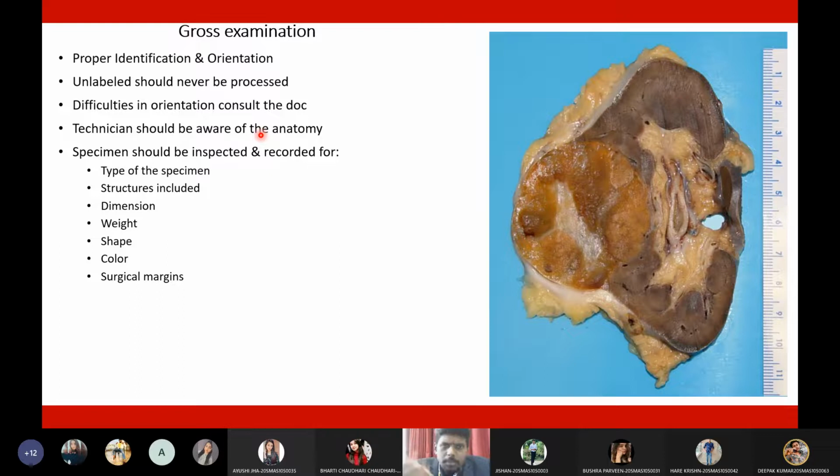Then our grossing technician or technologist will go on to record the following features. First is the type of the specimen. Is it fresh? Is it decomposed? Is it necrosed? You will write the type of the specimen. Then you will write the structures included in the specimen. What structures does the specimen have? If they said uterus, whether it has fallopian tube, ligament, ovary, fimbriae, cervix, fundus. You need to write all the structures included in the specimen.